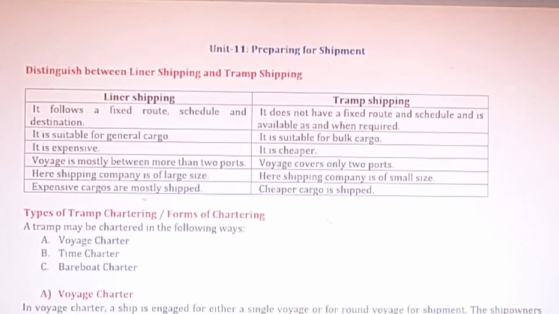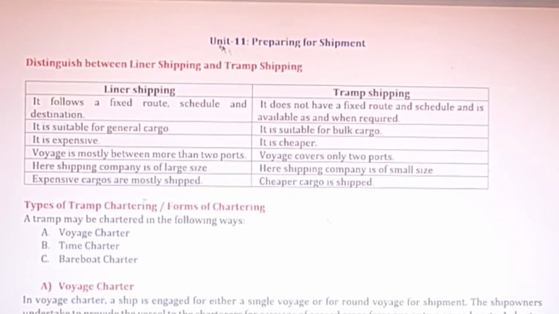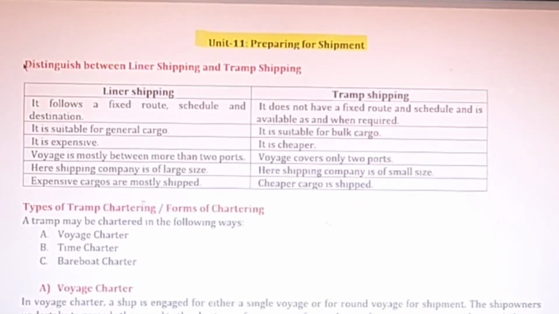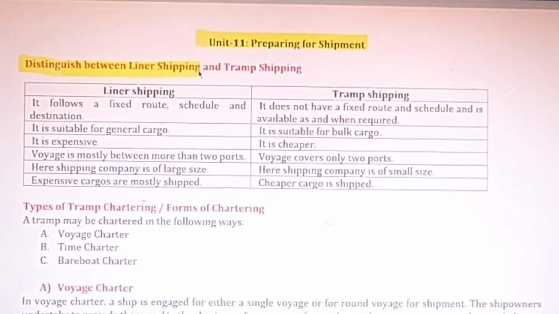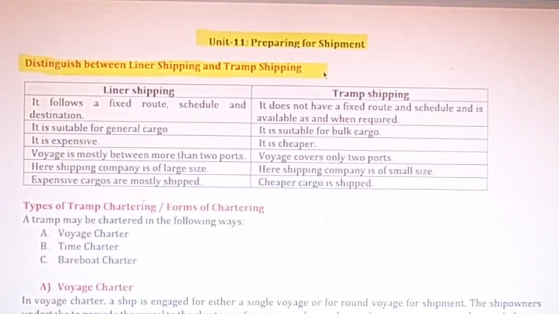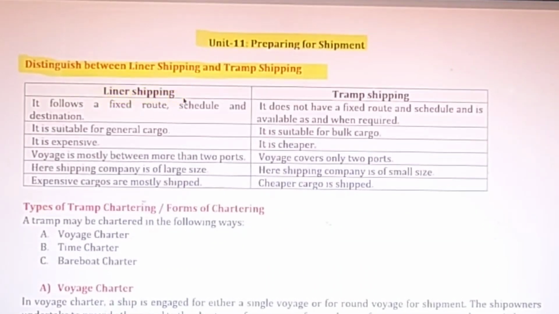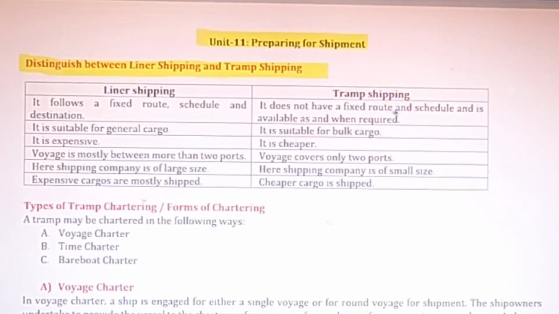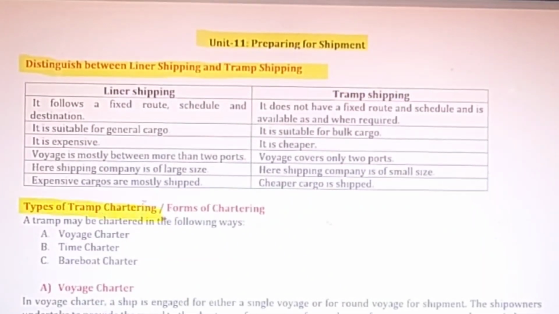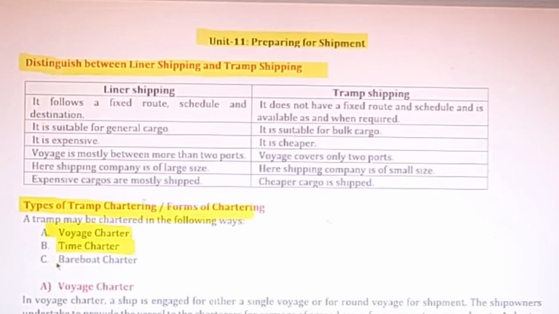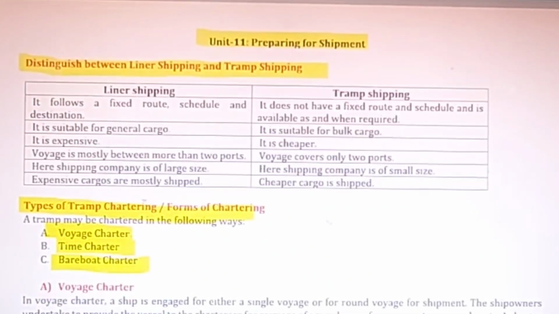The next unit is Unit 11, preparing for shipment. Before you export the goods, the exporter will look into transportation, and for that you need shipping. The first question is liner shipping and tramp shipping. You got a question in June 2022 from this. The question was on the difference between liner and tramp shipping, then different types of tramp chartering, like voyage charter, time charter, and bare boat charter. This question came in June, so be particular about this.